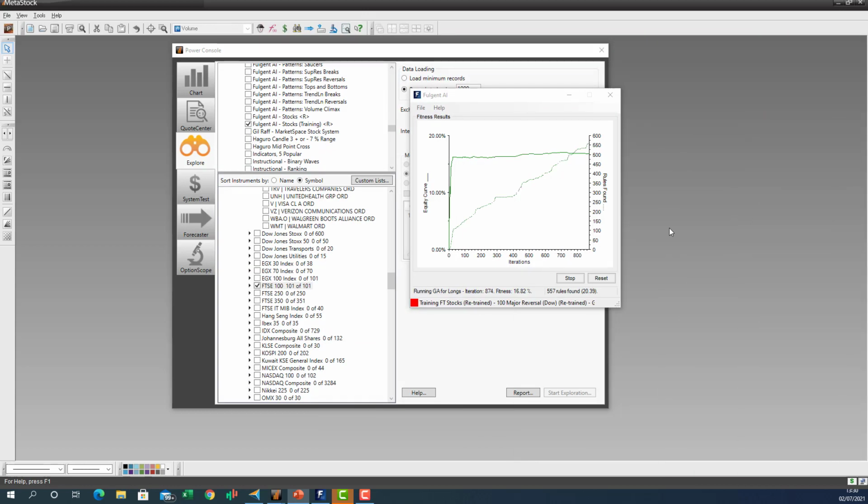I'll be back as soon as the AI is done with the training of the FTSE 100 stocks, and then we'll see how the rules are interpreted on some of the charts. I'll be right back.